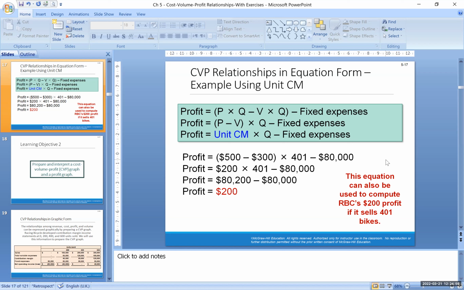This is important and simple. So we will use the equation form, but with the unit contribution margin, remembering that the unit contribution margin is equal to the price minus the variable cost per 1 unit.